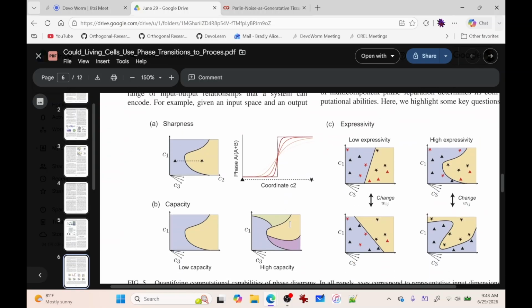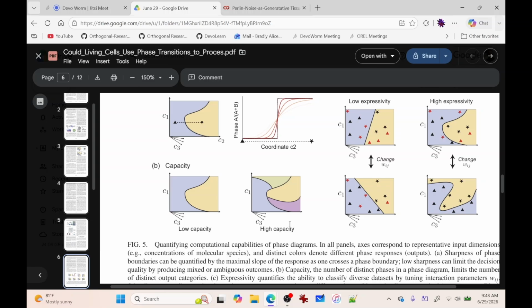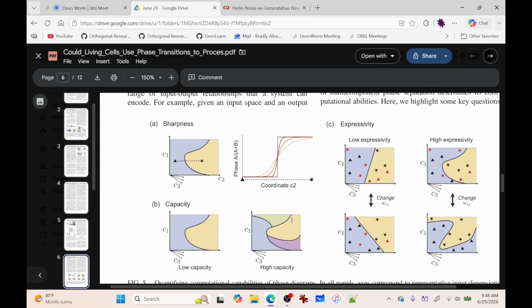This is kind of showing some of the aspects of the computational capabilities. So you have different concepts like sharpness of the gradient, capacity of the phase space, and then this expressivity, where how much can a computational system like this condensate model encode, and how much can it express in terms of different things that it allows the cell to do.